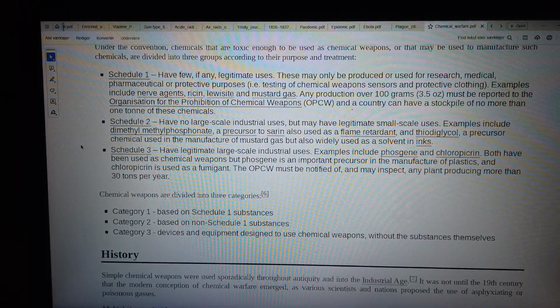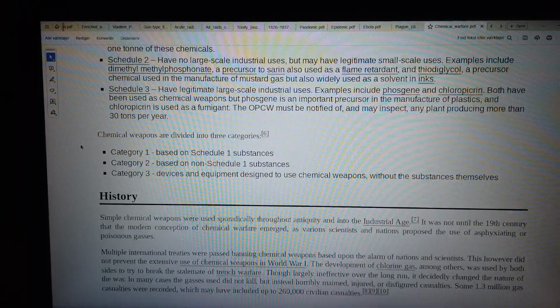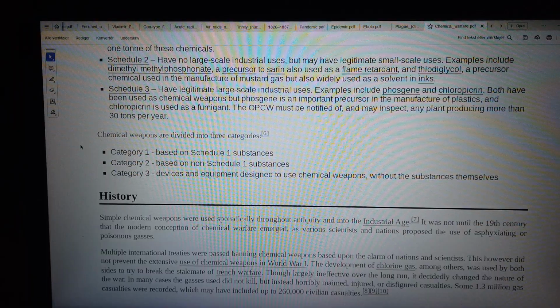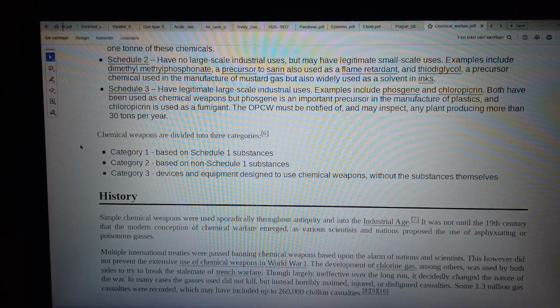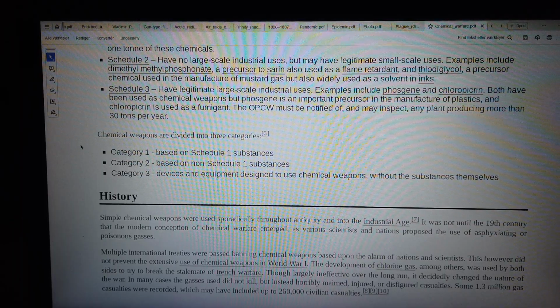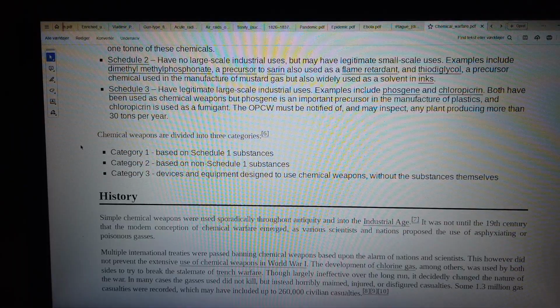Chemical weapons are divided into 3 categories. Category 1, based on Schedule 1 substances. Category 2, based on non-Schedule 1 substances. Category 3, devices and equipment designed to use chemical weapons, without the substances themselves.